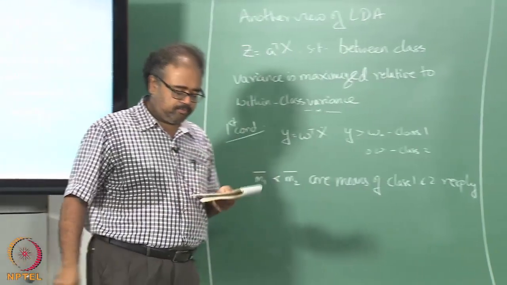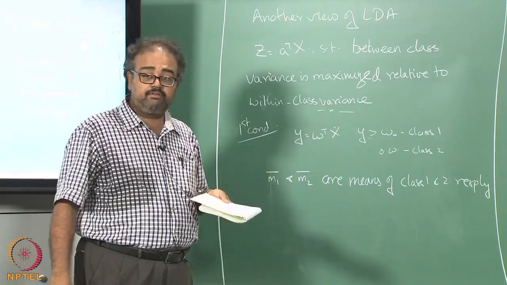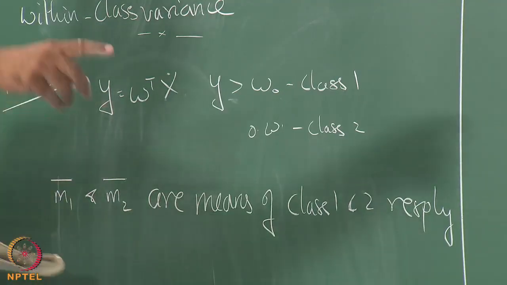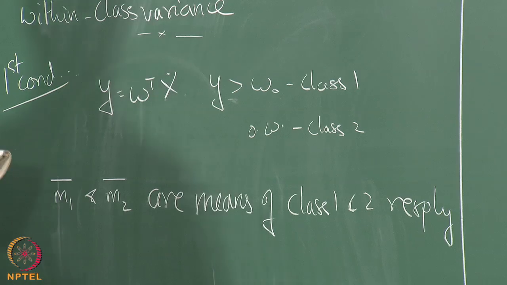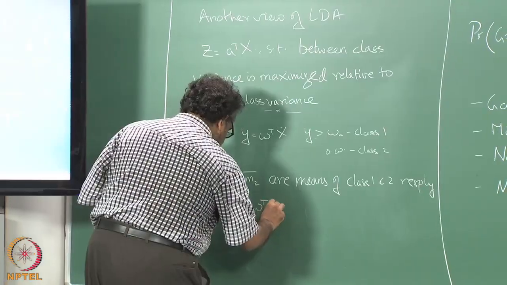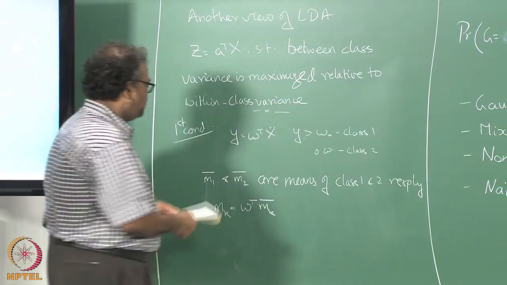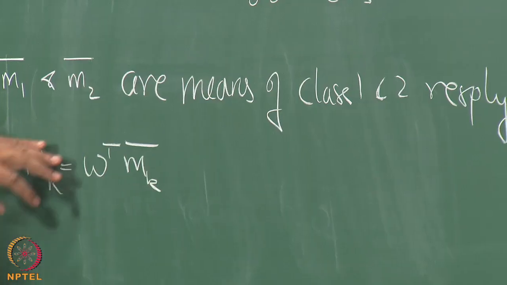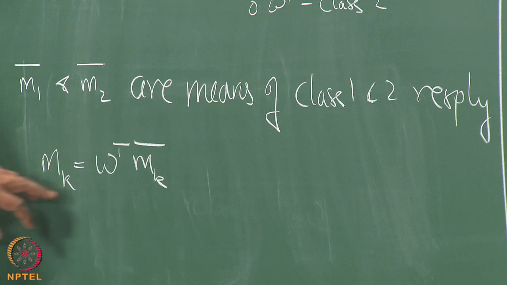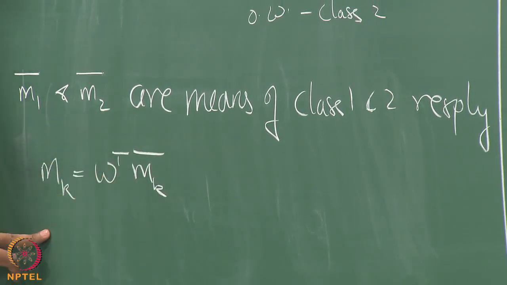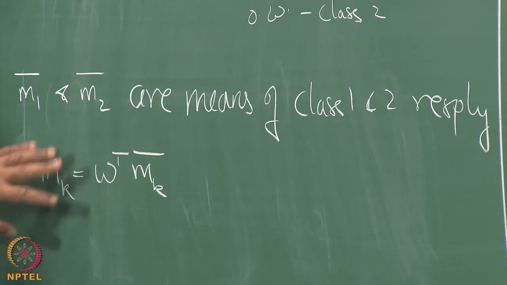So I am going to say M1 bar and M2 bar are the means of C1 and C2, and we know how to compute M1 bar just like you compute mu hat. When I write the mk without the bar, it is the projected one. So W transpose mk bar is essentially the projection of the mean in the direction W. So that is essentially what this is.